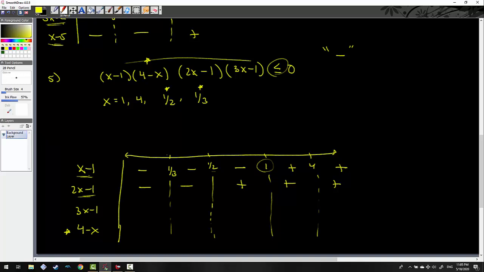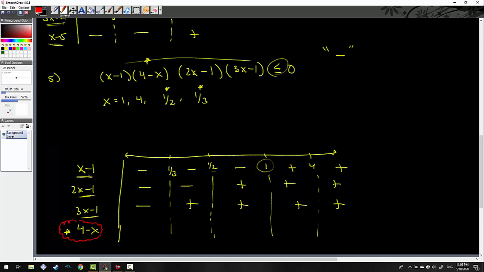3x minus 1 becomes 0 at 1/3. He's an upward-facing line, just like 2x minus 1 is an upward-facing line, just like x minus 1 is an upward-facing line. Which means anything before the 1/3 will be negative, and anything after the 1/3 is positive. Now, if you're wondering why I was sounding like a broken record when I talked about upward-facing lines, it's because 4 minus x is going to be a little bit different.